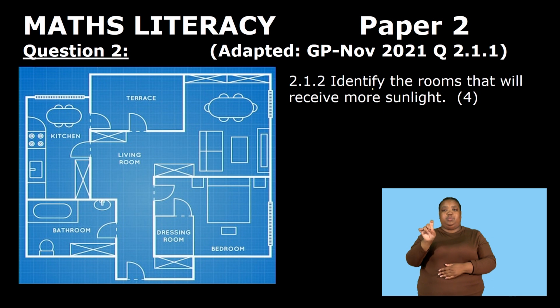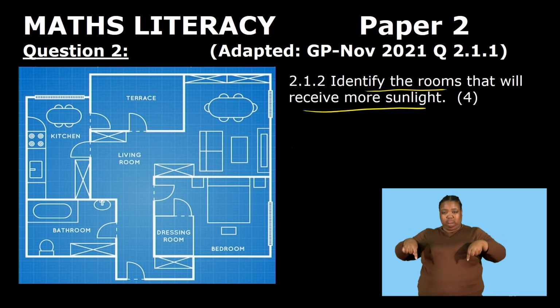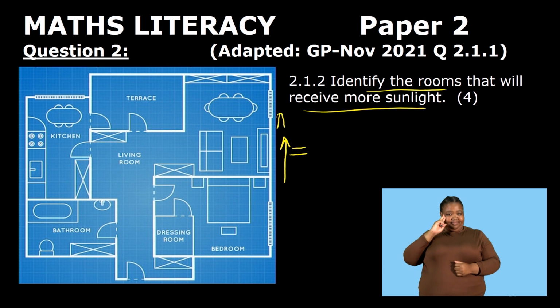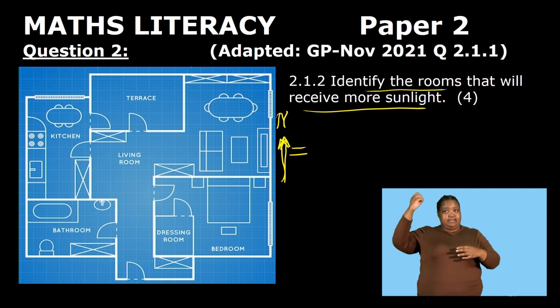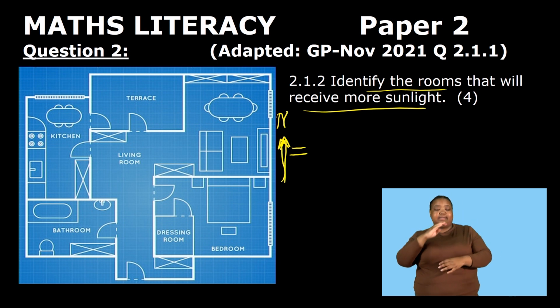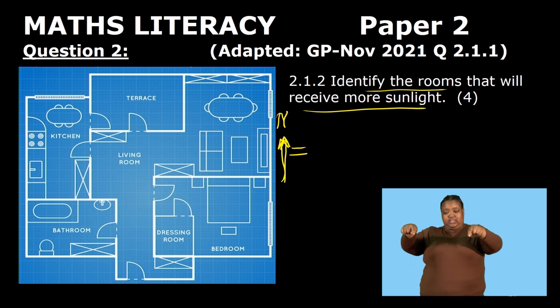2.1.2, identify the rooms that will receive more sunlight. On this floor plan, remember the general direction. If it's not given to you, you can know that this will be the general direction of any given map. Now from here, we can see that if this is the general direction and we know that the sun rises from the east, it means the rooms that will receive more sunlight will be the rooms on the east according to the general direction.